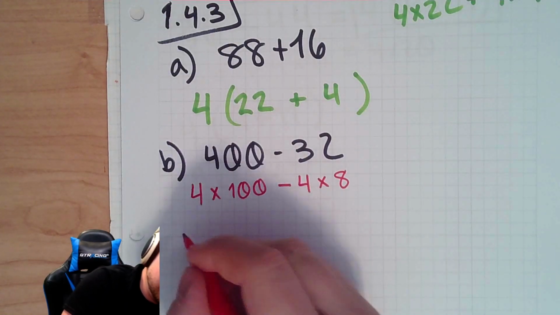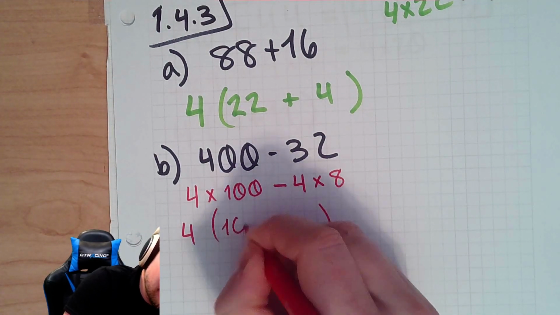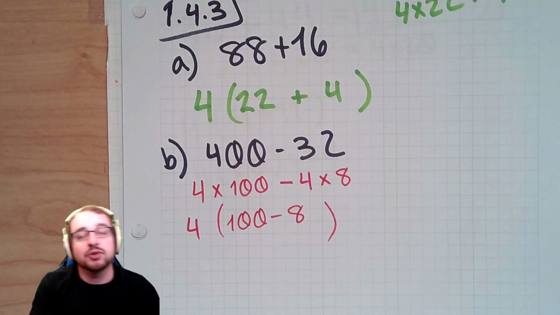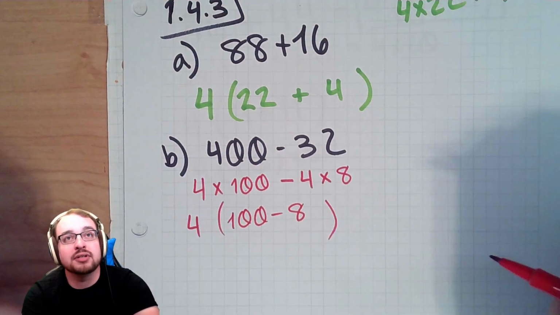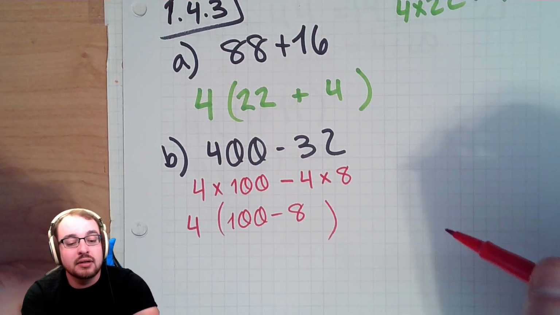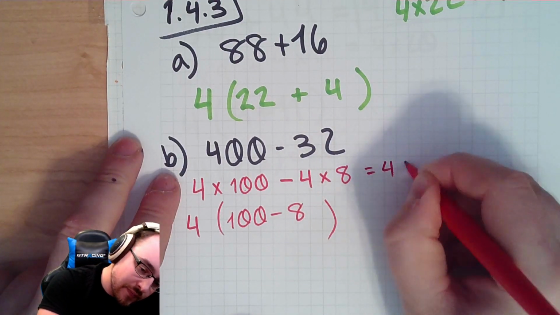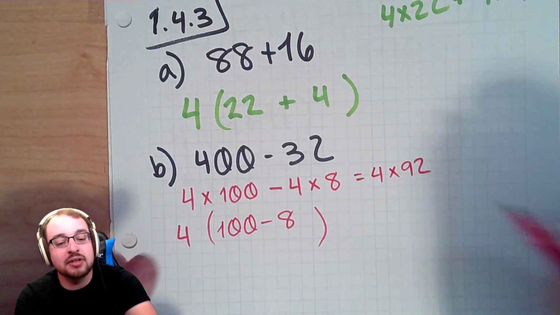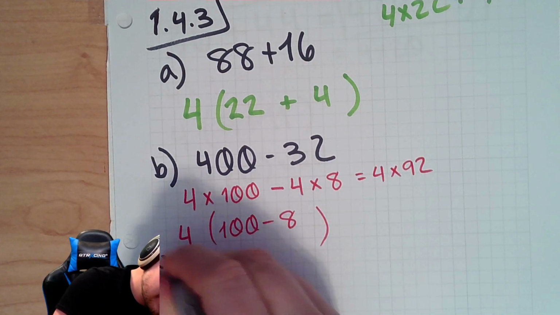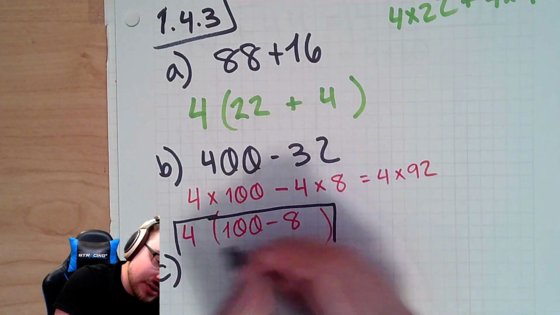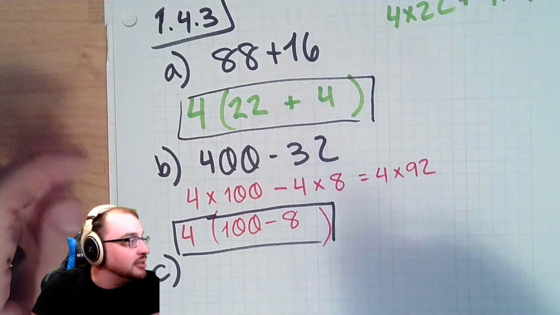So both have a 4 in them. I can take out a 4 from both terms, this term and that term, and I can turn it into 100 minus 8. So it turns out 4 times 100 minus 4 times 8 is the same thing as 4 times 100 minus 8, or 4 times 92. And that makes sense, because right here we have 100 fours minus 8 fours. That'll be 92 fours. And that'll equal the same thing as 400 minus 32. So here's our factorization, that's what we call this, of 400 minus 32. And here's our factorization of 88 plus 16.